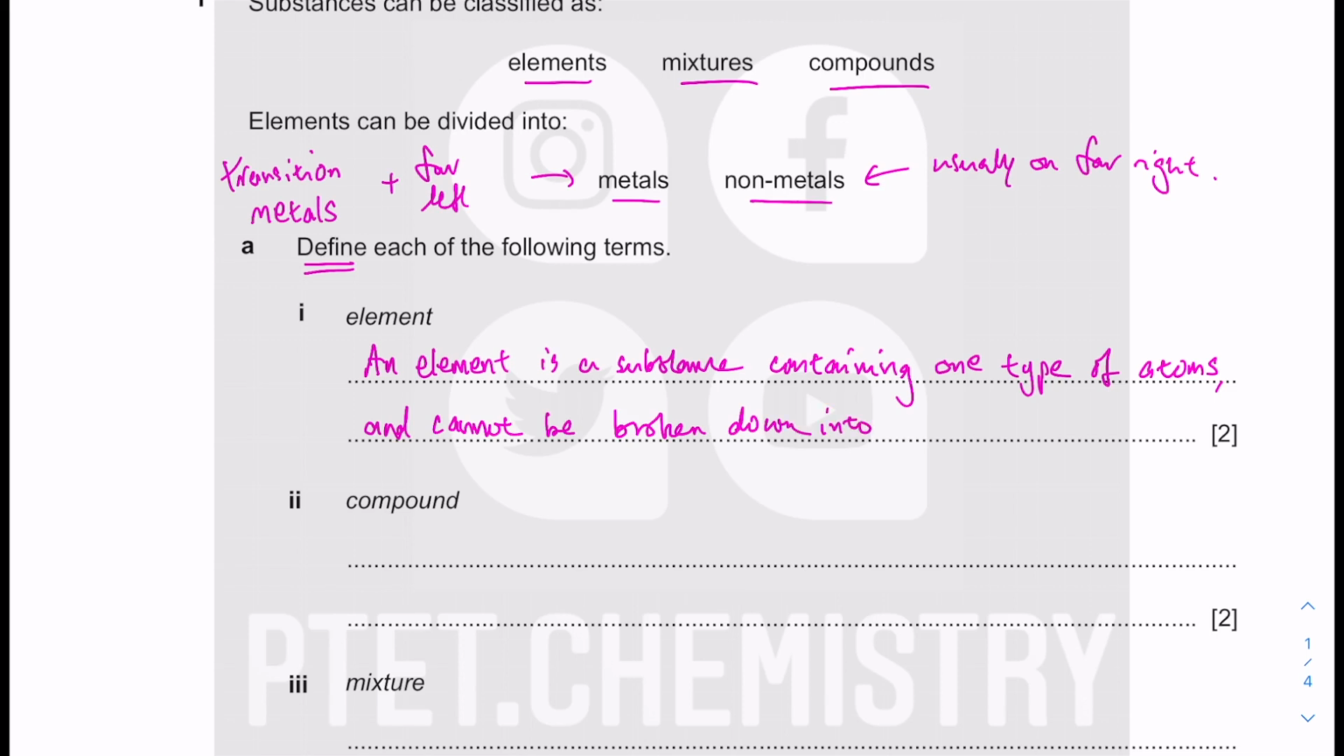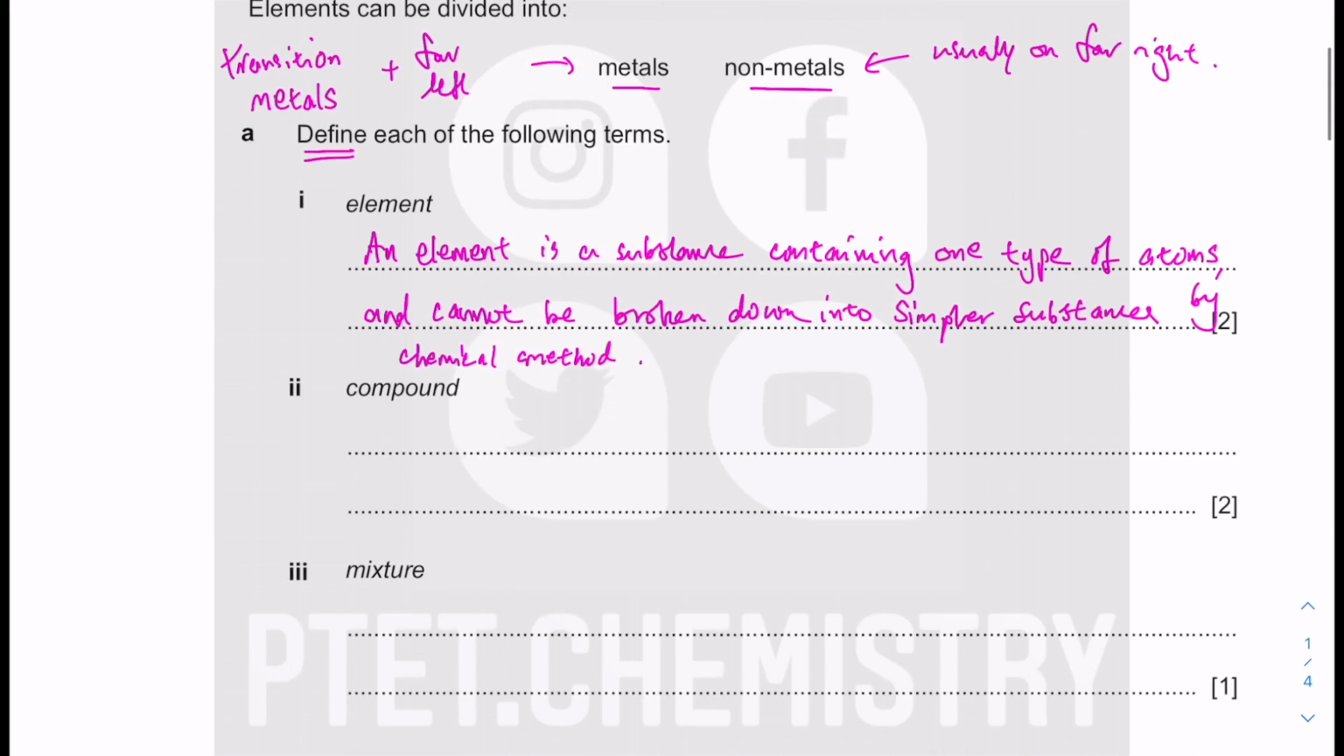into simpler substances by chemical method. So chemical method is usually quite a harsh method, requiring a large amount of energy to transform from one form to another. And if you can't do it even by chemical method, that means it's impossible to actually do it, at least in chemistry.